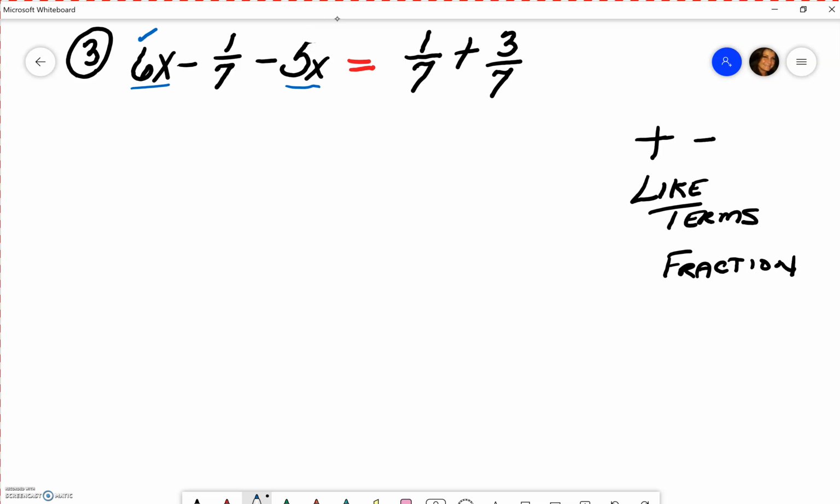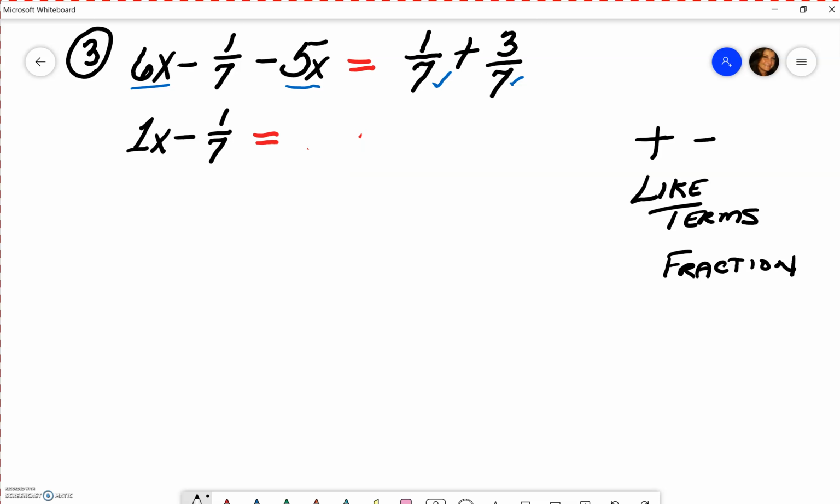Going to the right side of the equation, we can see that these two have the same denominator, so we can combine those. So staying over to the left side, if I take 6x minus 5x, I'll end up with an answer of 1x. And I'm just going to rewrite the 1 over 7. I haven't used that yet. If I go over to the right side, I can see that this becomes 1 plus 3 over 7, that fraction.